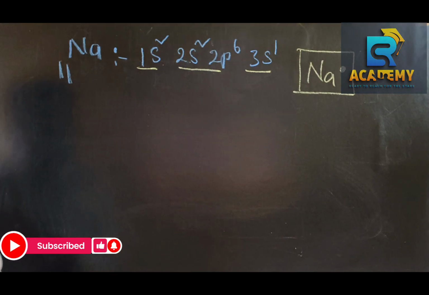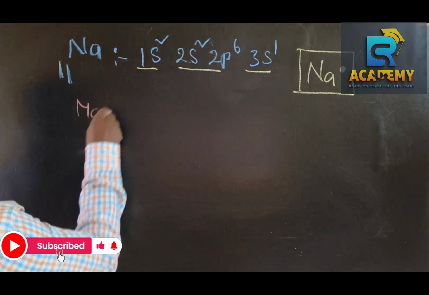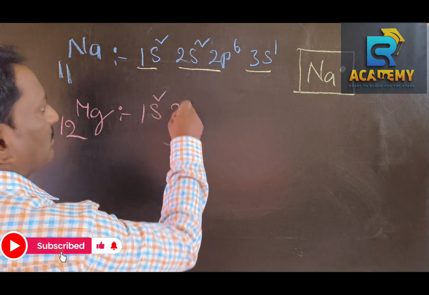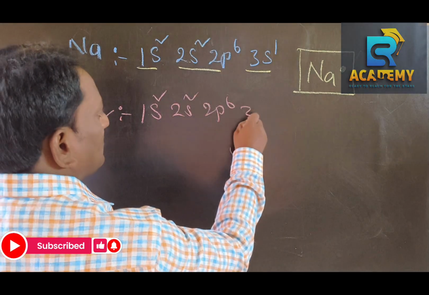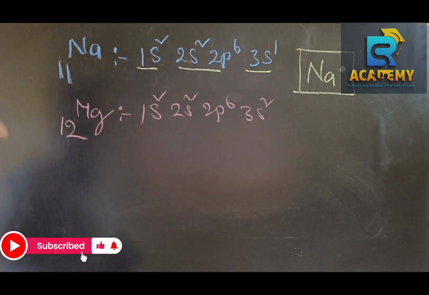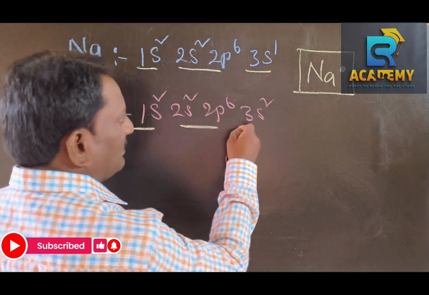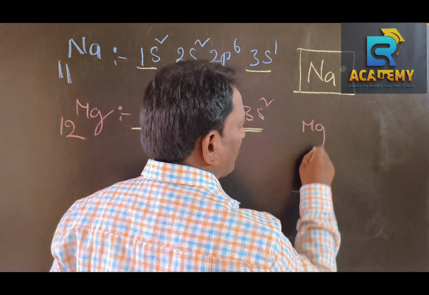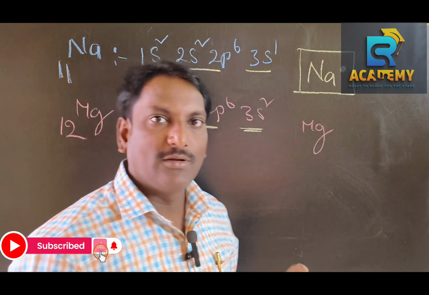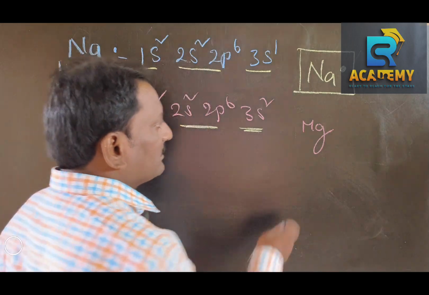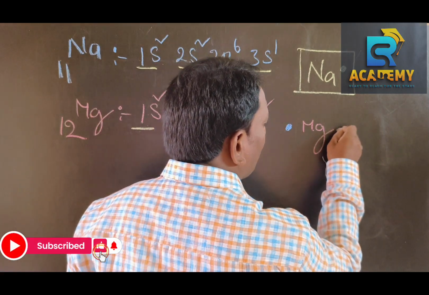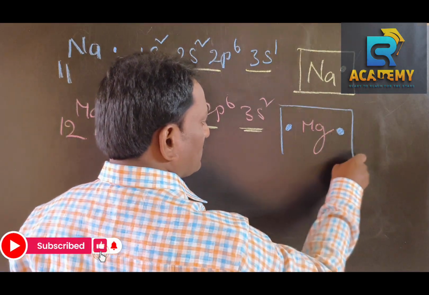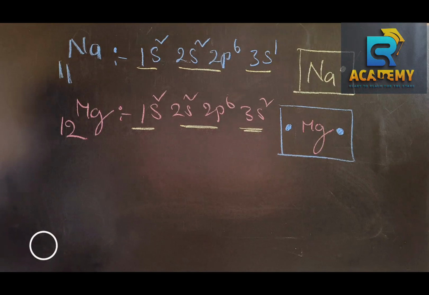Next, magnesium. Magnesium atomic number 12. Electronic configuration 1s2, 2s2, 2p6, 3s2. First shell, second shell, third shell. The magnesium Lewis dot structure will be, yes, right, you are right. Good. That is two unpaired electrons. Very good. Two unpaired electrons. This is the Lewis dot structure of magnesium. Next one.